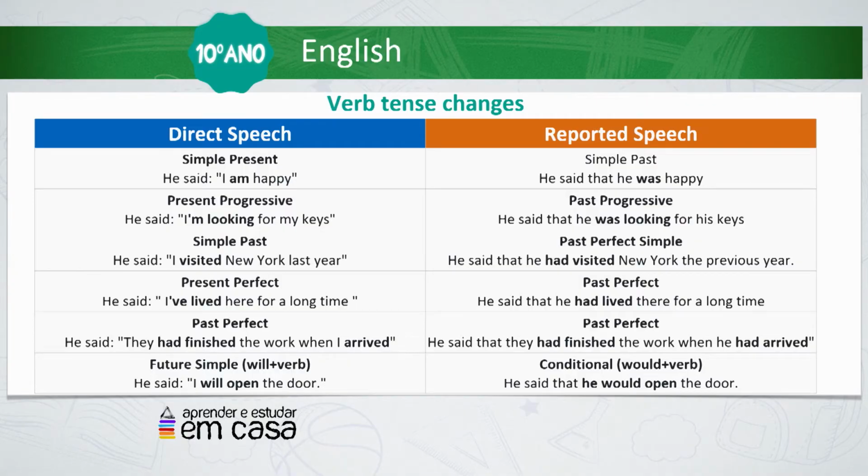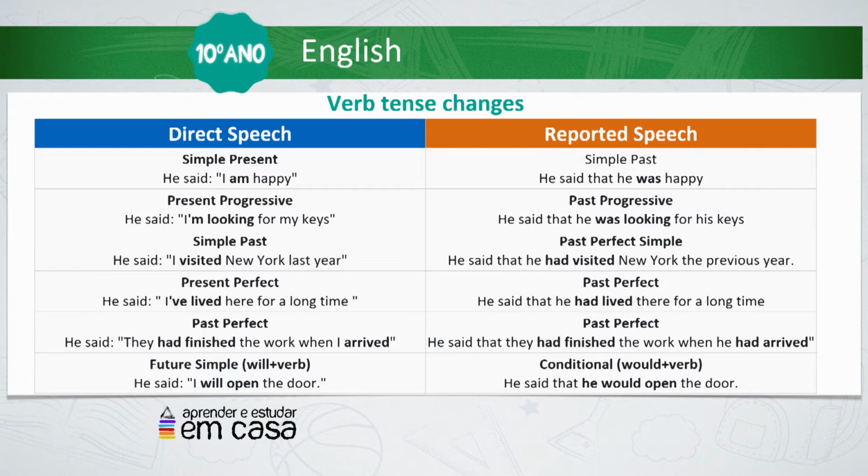For present perfect direct speech, reported speech, past perfect. He said, I lived here for a long time. Reported speech, he said that he had lived there for a long time. Past perfect in direct speech becomes past perfect in reported speech. Yes, there's no change here. So he said they had finished the work when I arrived. He said that they had finished the work when he had arrived.